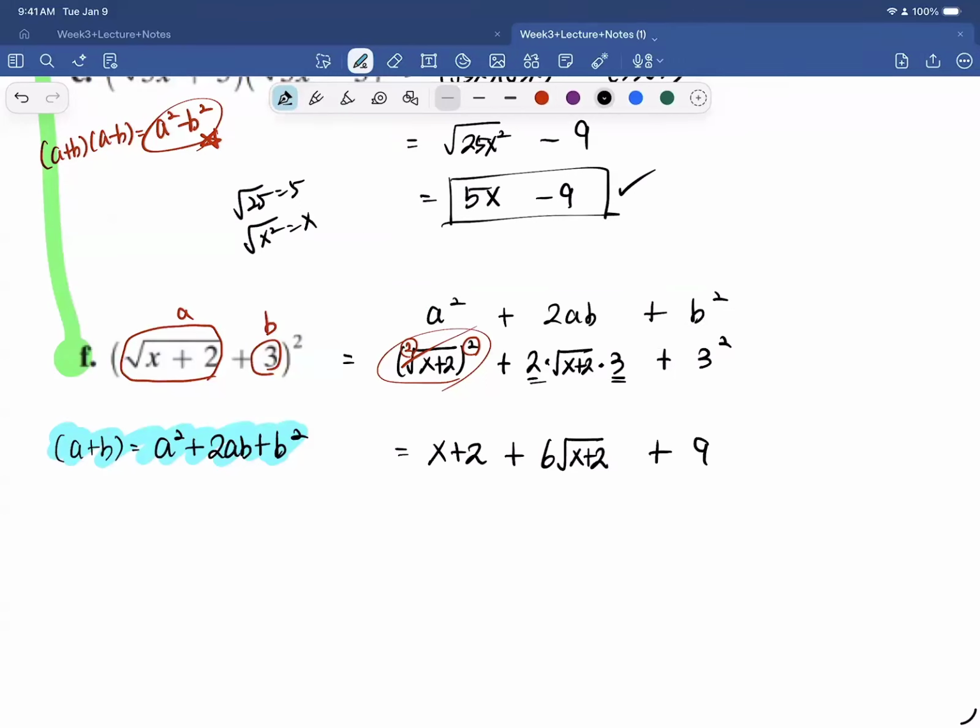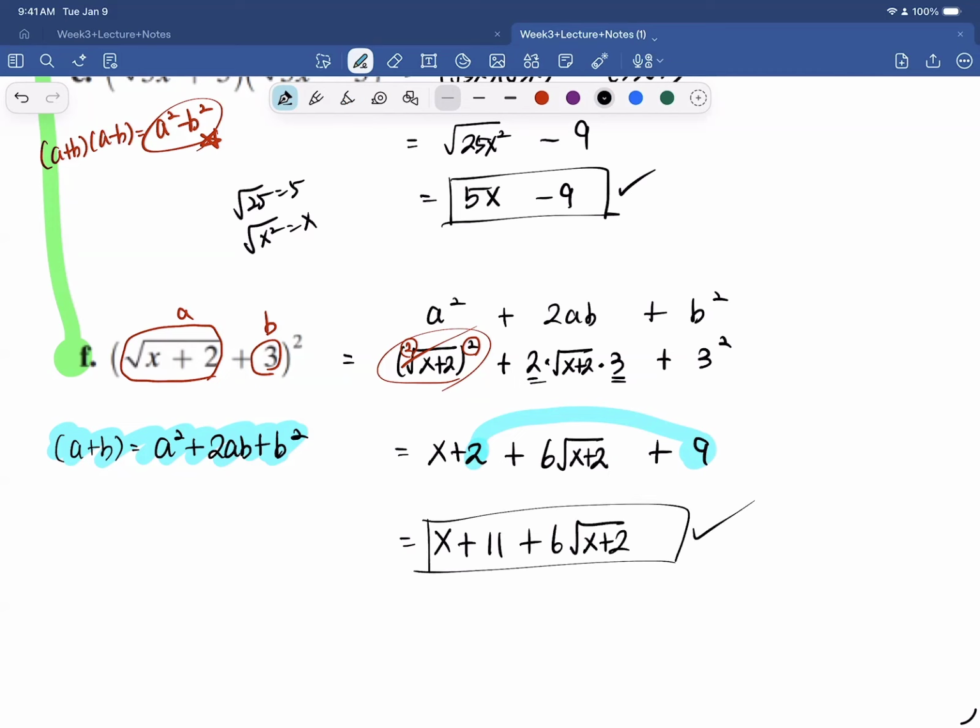So which one is the like terms? As you can see, 2 and 9 are the like terms. So x plus 2 plus 9 is 11 plus 6 square root of x plus 2. The order doesn't matter, okay? You can put the 6 square root of x plus 2 first, or 11 first, or x first, it doesn't matter. So the answer is x plus 11 plus 6 square root of x plus 2.